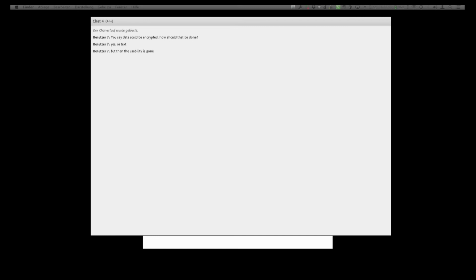As I said, how should we encrypt data on your local machine? That can't be done by us. This lies in the responsibility of every user. Any other questions?